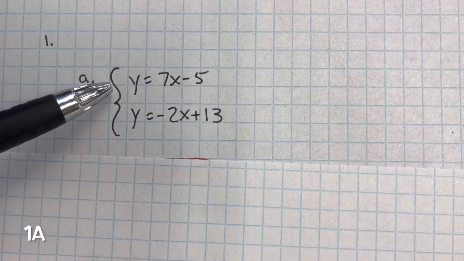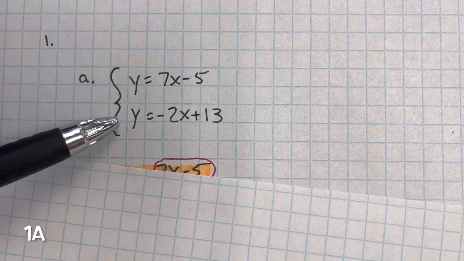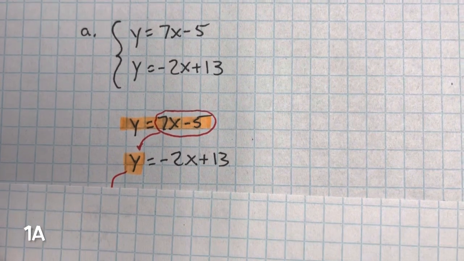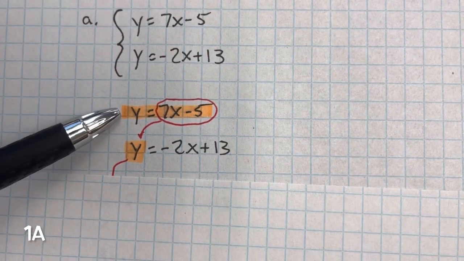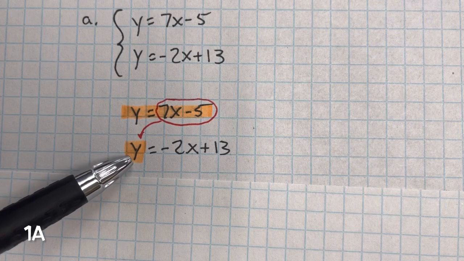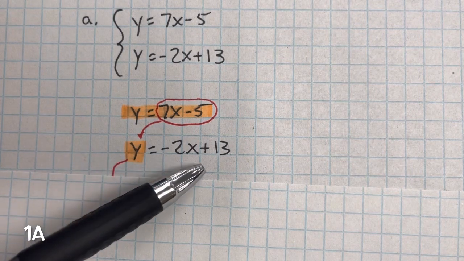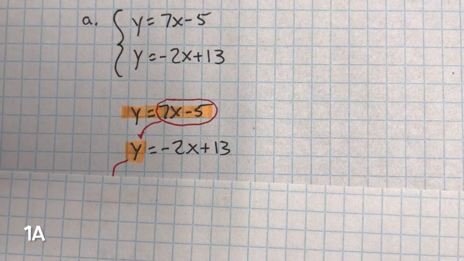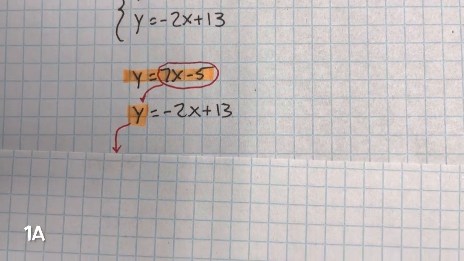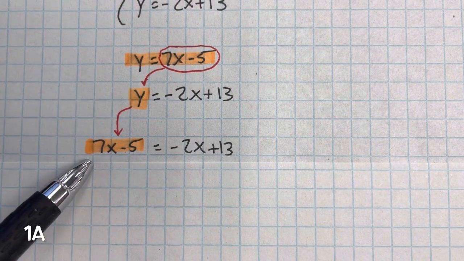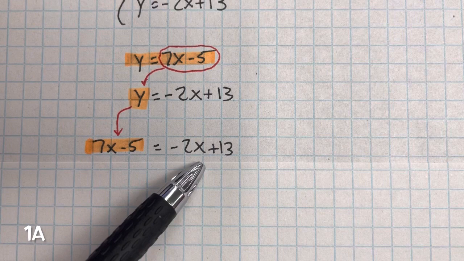And so, since we have both of these equations in y equals form, the best method to use would be the equals values method. Because if we want to know if y equals negative 2x plus 3, what does y equal? Well, y equals 7x minus 5. So we can plug that into the bottom equation here, and so now we have both equations set equal to each other.